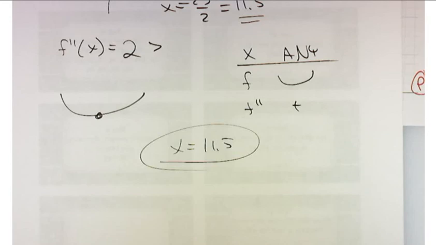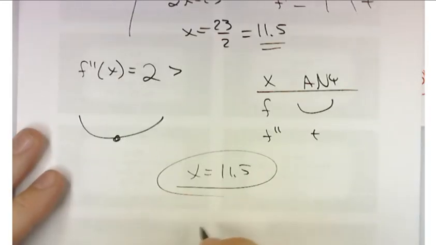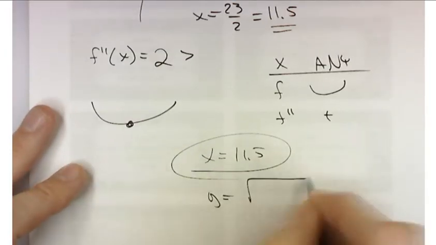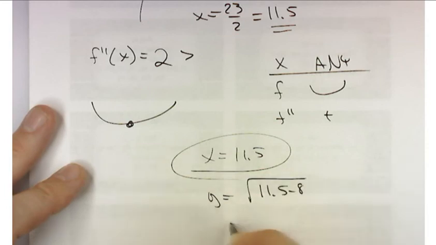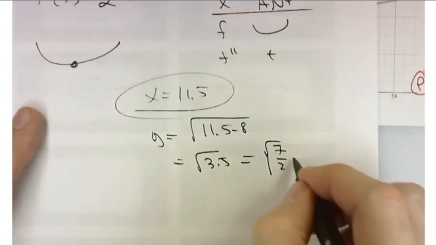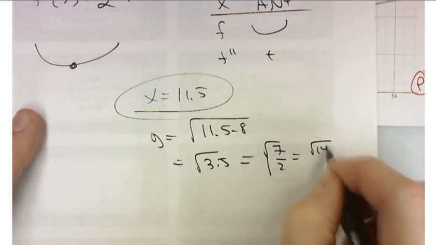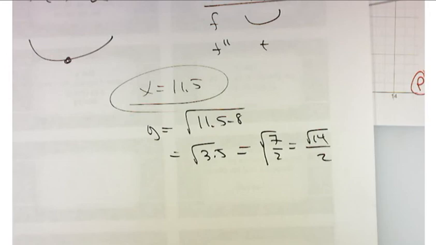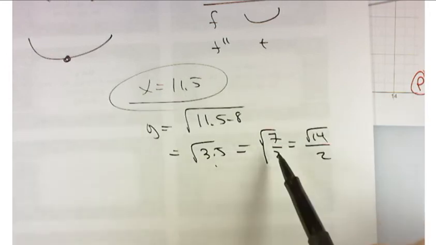Let's solve for y. So y would be the square root of 11.5 minus 8, or the square root of 3.5. Square root of 7 over 2. You probably get this answer in the back of your book, square root of 14 over 2. They'd probably rationalize that, which would be annoying, but I'd be happy with this one, or this one.